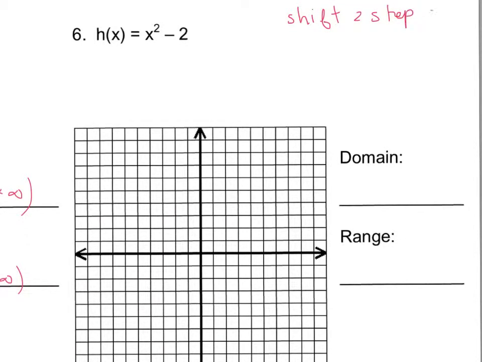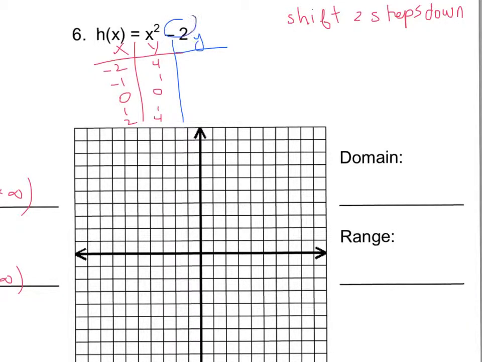There's no parentheses, so the change is going to be done to the y, so it's either up or down. So shift 2 steps down. Again, you start with the table of the parent function: negative 2, 4, negative 1, 1, 0, 0, 1, 1, and 2, 4. You create a new column next to the y, and it's exactly as you see it, minus 2. So 4 minus 2 is 2, 1 minus 2 is negative 1, 0 minus 2 is negative 2, and 4 minus 2 is going to be 2.